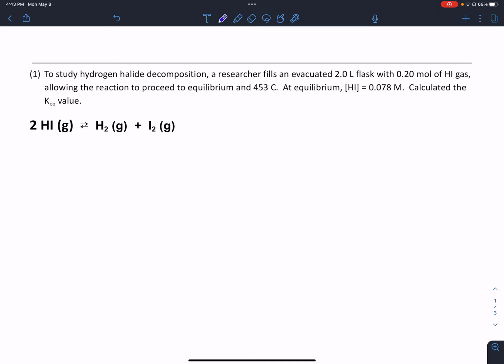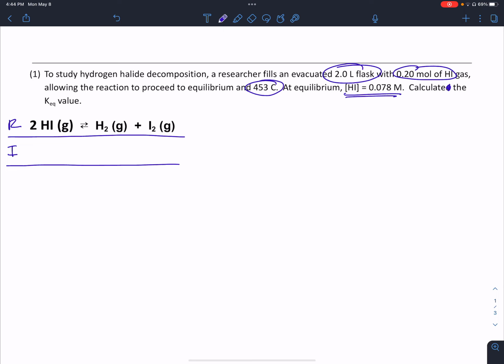To study a hydrogen halide decomposition reaction, a researcher fills an evacuated 2-liter flask with 0.2 moles of HI gas, allowing the reaction to proceed to equilibrium at 453 degrees Celsius. At equilibrium, the concentration of HI is 0.078 molar. Calculate the KEQ value. So this is a little bit different. We've got our reaction, our initial amounts, our change, and then our equilibrium.